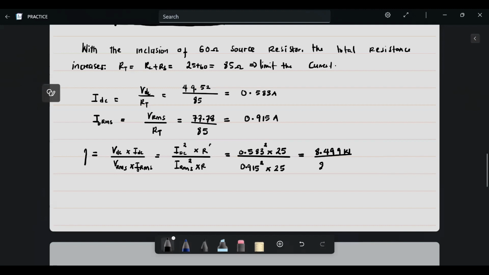But if you look at the efficiency, it's still the same. Has it changed? No. Times 100%, the efficiency will be the same, right? 8.49 divided by 20.93 is still the same, which is 40.5%. So even if you add more load resistance, the efficiency will be the same. The only thing that is going to reduce is the current in the circuit.